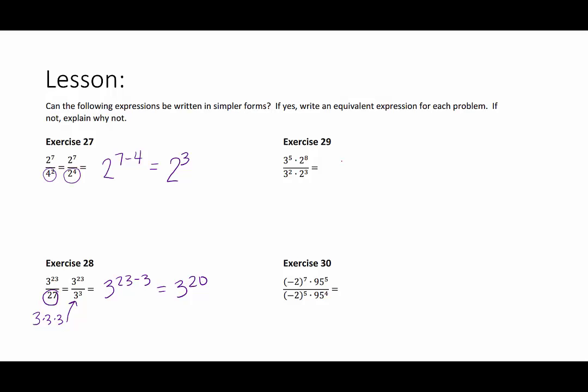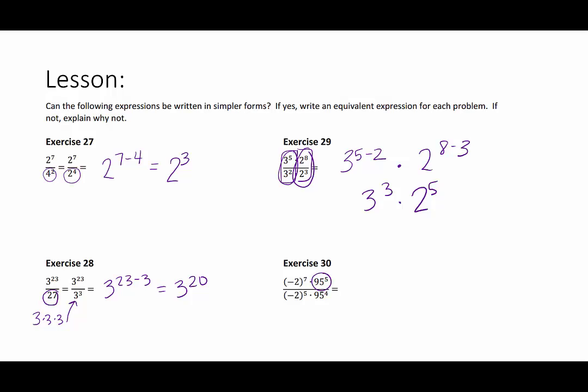Moving on to 29, this is nice and simple. These guys are lined up, so just like when we did the multiplication and we dealt with each base that was the same individually, we're going to do the same thing here. So we have 3 to the 5th minus 2, and that's going to be multiplied by 2 to the 8 minus 3, giving us 3 to the 3rd times 2 to the 5th power. We just took each of these separately, and they're multiplied together, and we solve them separately.